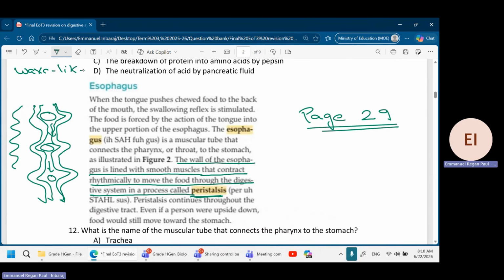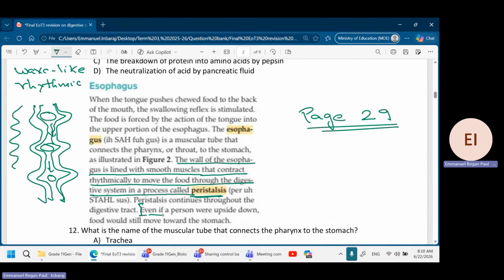This wave-like rhythmic movement of food through the digestive tract is called peristalsis. Look at the keywords. Now, why is it useful? This is a very, very important point.